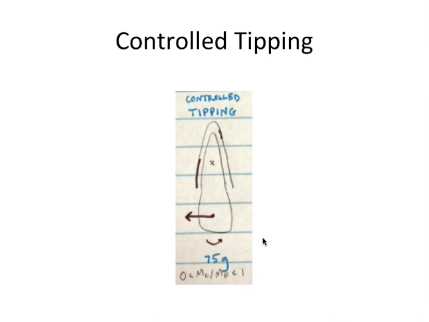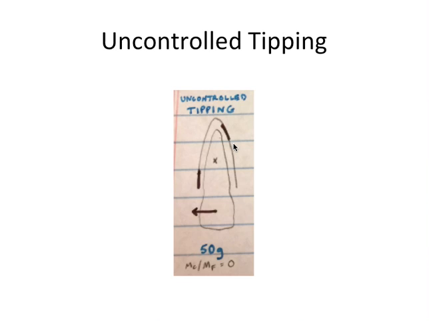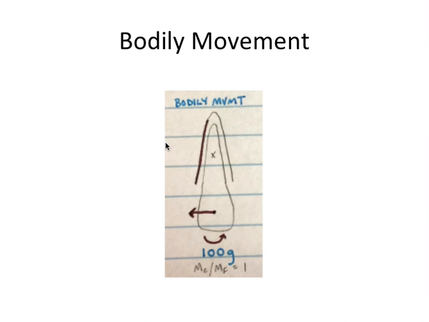And now controlled tipping is sort of the midpoint between uncontrolled tipping and bodily movement. And bodily movement's where we already talked about this. We wish we could push through the center of resistance. We can't, so we're forced to put the bracket here and pull this way. We get that undesired root tip movement the opposite direction, and we counteract that with a couple. But this time it's stronger.